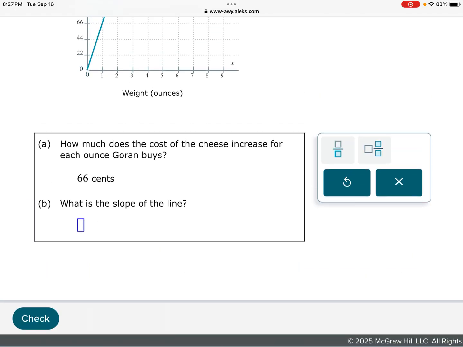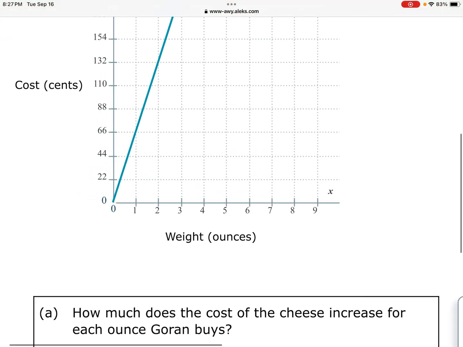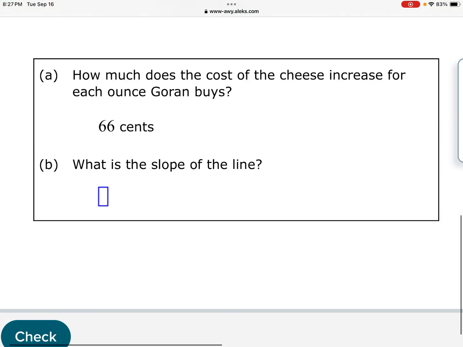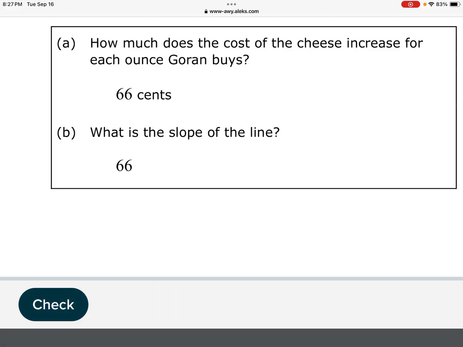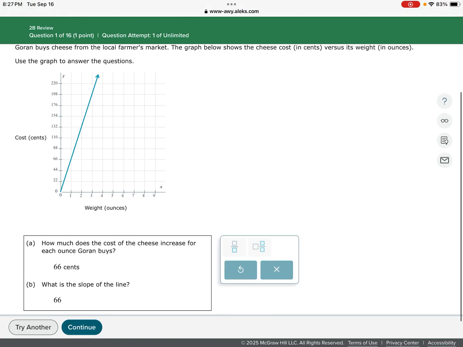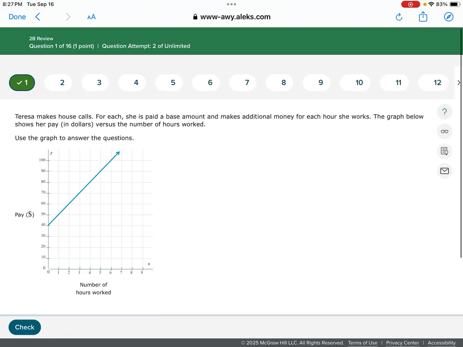And then what is the slope of the line? Well, that is the slope of the line. The slope of the line is an increase of 66 for every 1 unit. And so don't put 1 over 3. That would be incorrect. The slope would be 66 as well. And we can check it, and we got it correct, okay? So feel free to try more of these right here if you need any help.